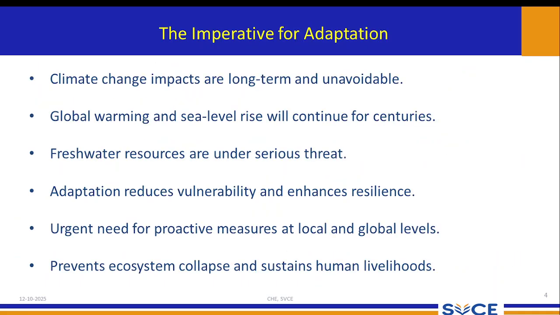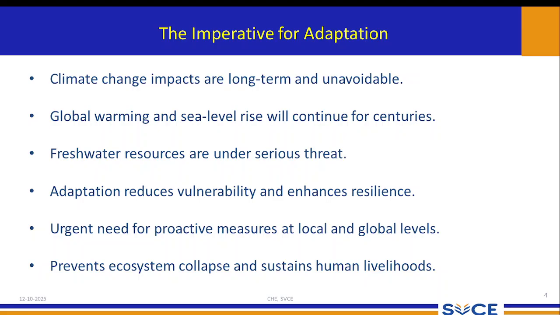The imperative for adaptation: climate change impacts are long term and unavoidable. Climate change will not only increase the temperature so that it is not comfortable for humans, it also melts the snow present in the Arctic and Antarctic oceans. Because of that, low-lying countries may also submerge. So the impacts are long term and unavoidable.